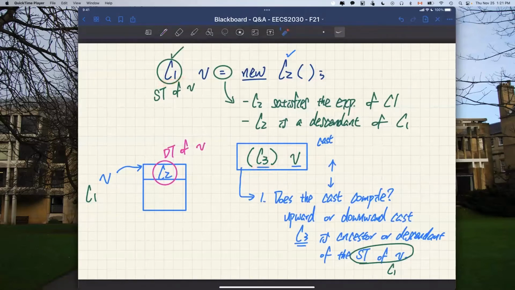So consequently, this wouldn't compile. This would not be valid if C3 is neither an ancestor nor a descendant of the static type C1. And I'm going to point you to an important diagram back in the lecture notes, one that summarizes all the four categories, about the smartphone example. It's actually quite important to review that.